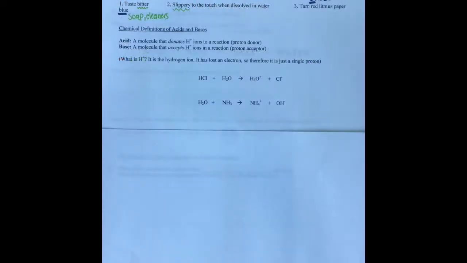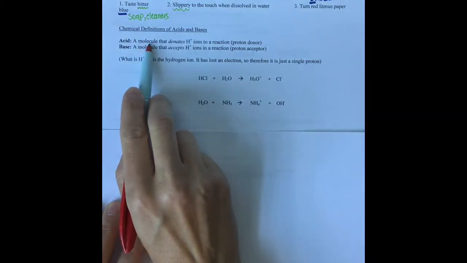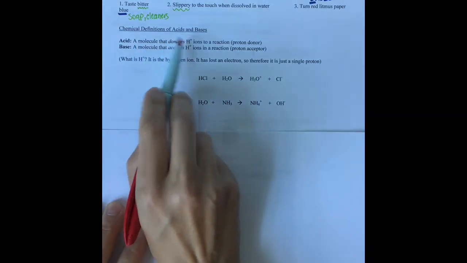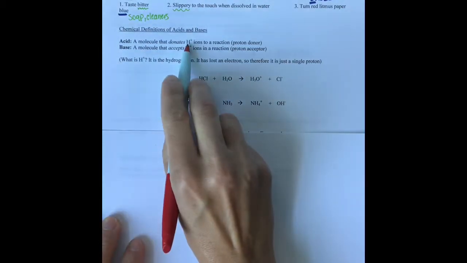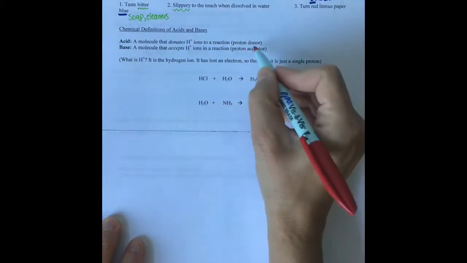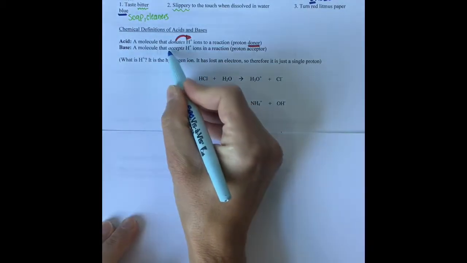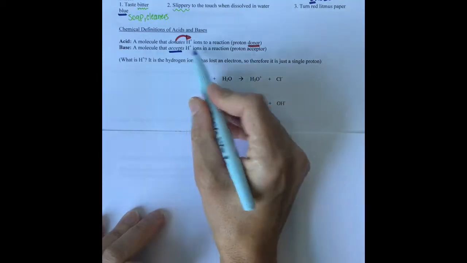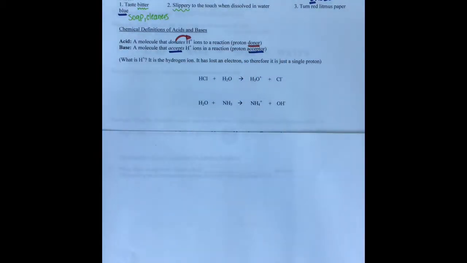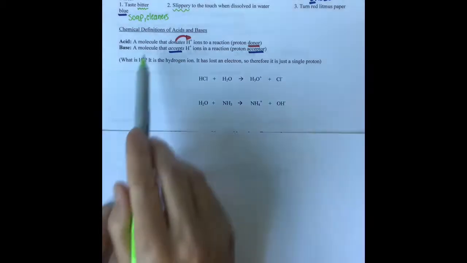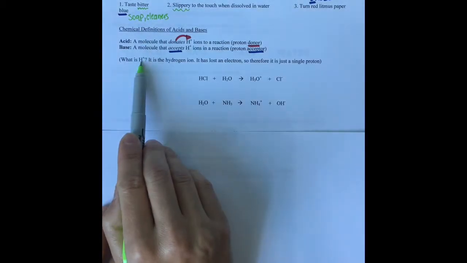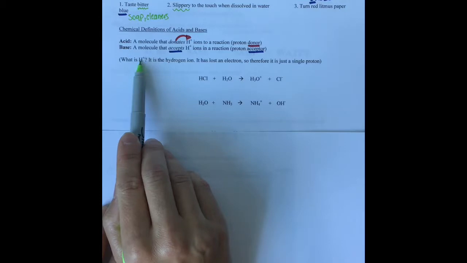All right, so what technically is an acid? Your book defines an acid as a molecule that donates a proton or an H+ ion to a reaction. It is a proton donor. And then a base would be the opposite. It would be the compound that accepts or receives that proton. It is the proton acceptor. And you can see here H+, it's just the hydrogen ion. It is just a single proton.